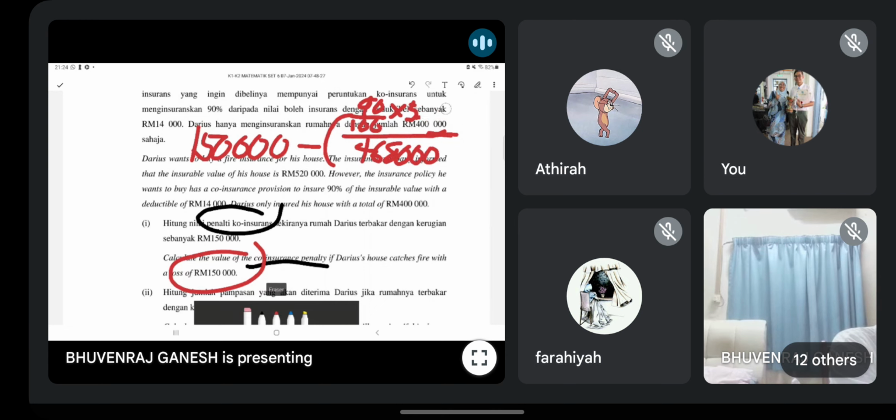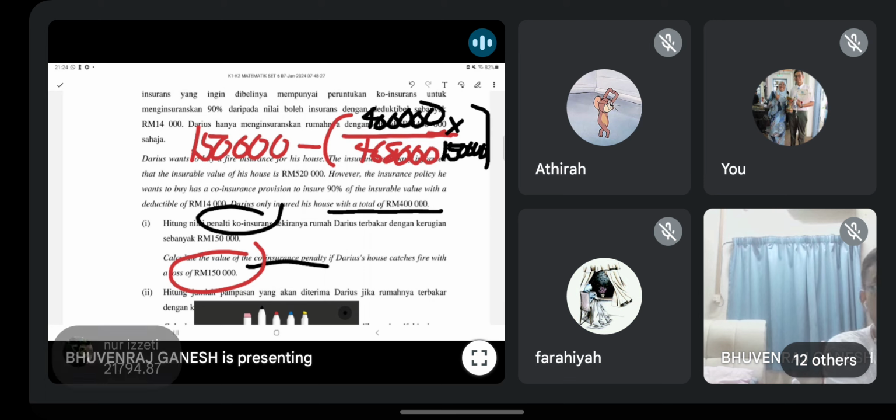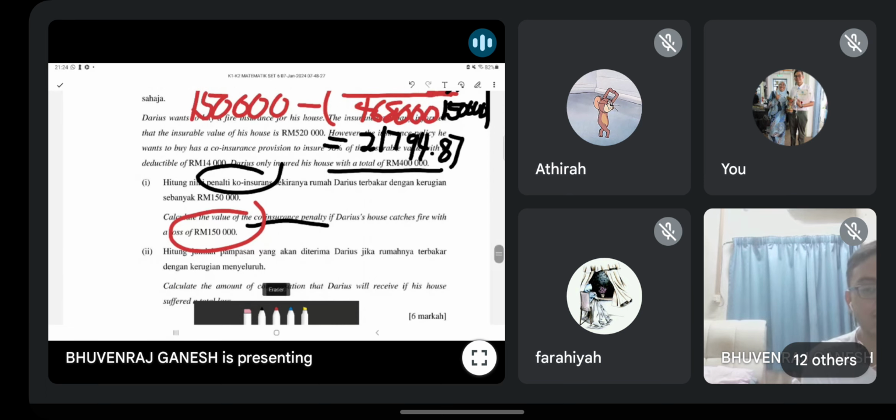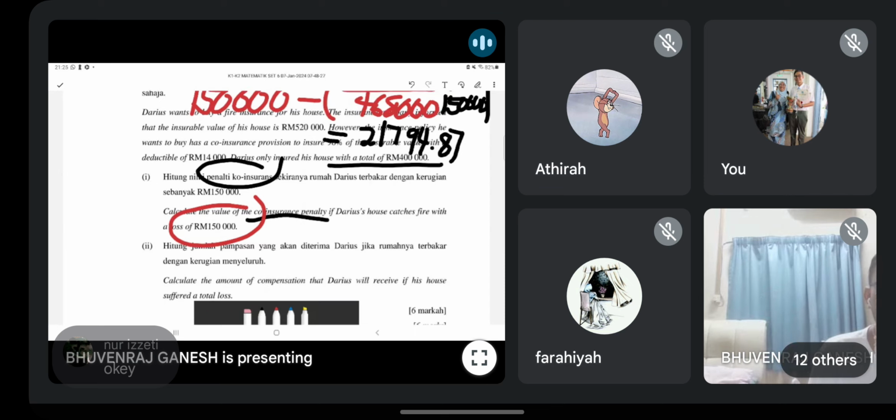This one wrong, this one is not. Ini bukan nilai dia. Yang ni adalah 400,000. Okay, insurable value mereka dah beri. Nilai boleh insurance yang ni. Okay, lepas tu kali dengan 150,000. Okay, your amount of loss, kerugian kamu. Okay, so final answer, yes, correct. 21794.87 jawapan kamu. Okay guys, boleh faham kaedah dia? Kamu kena ingat formula saja, yang lain ganti saja masuk.